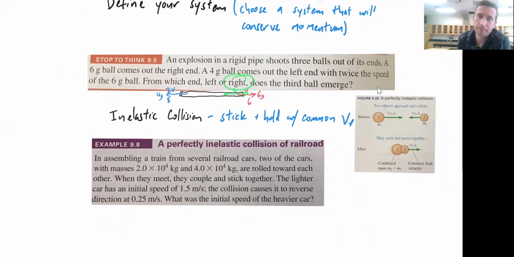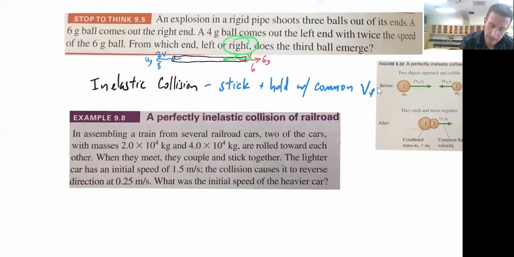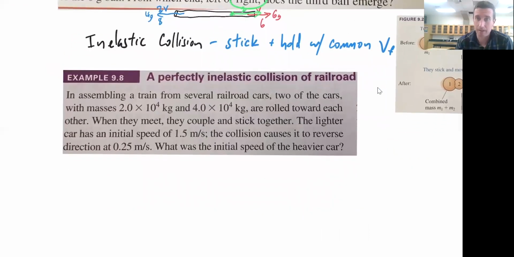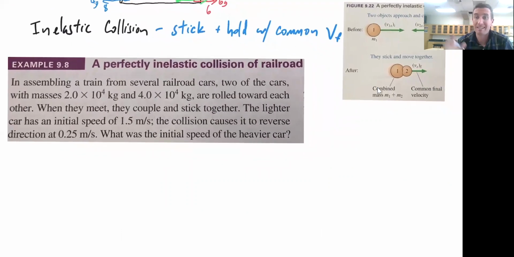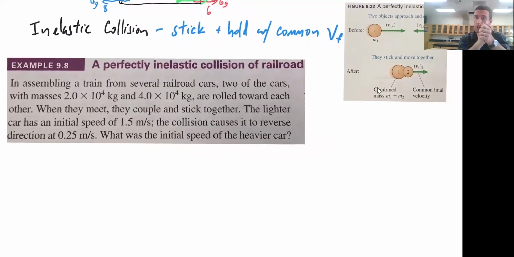Great. All right. Now we're going to introduce an inelastic collision. So an inelastic collision is a collision where objects stick together and hold with a common final velocity. So they come together, stick, and then continue with a common velocity. So that could be one sitting still, one coming in, connect and hold. It could be coming in together, stick and hold, and then moving in one direction. But somehow they stick and fully hold perfectly.